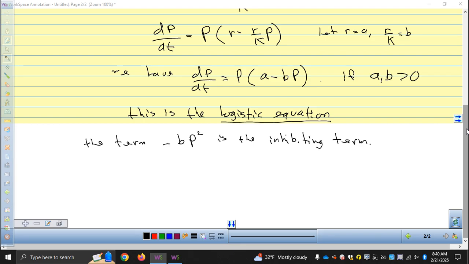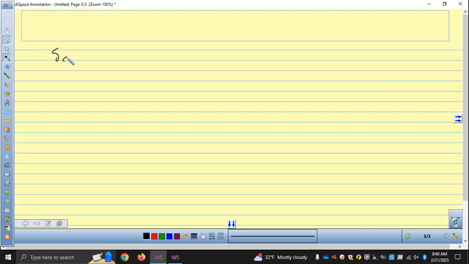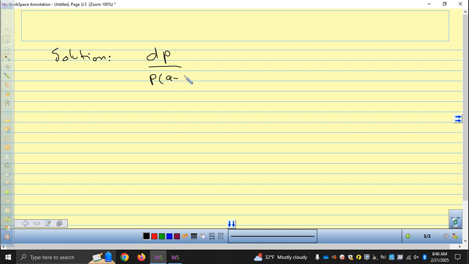Well, this is separable, so we're going to separate this to solve this. And as we have seen with a lot of other things, the solution to the logistic equation is not necessarily difficult, but arranging it in a nice form just takes a lot of work. So we're going to separate this. So we have dp over p times a minus bp equals dt. Now to solve this, what integration technique are we going to use there on the left-hand side?